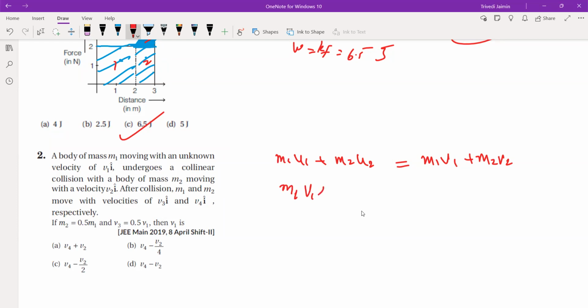M1 V1 I cap plus M2 V2 I cap equals M1 V3 I cap plus M2 V4. So the ratio of M2 and M1, and V1 here, let me write this.